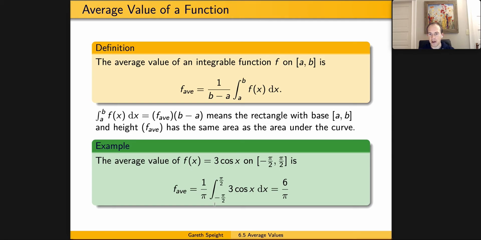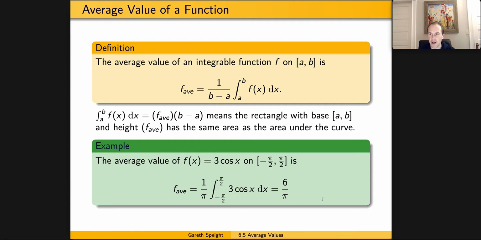And then we just have to integrate our function over our interval. So 3 cosine x from minus pi over 2 to pi over 2. Okay, use the fundamental theorem of calculus, find the antiderivative, which is 3 sine x, plug in the endpoints. We get 2 after we subtract them. So we have 2 times 3, which gives us 6 divided by pi. So the answer is 6 divided by pi.